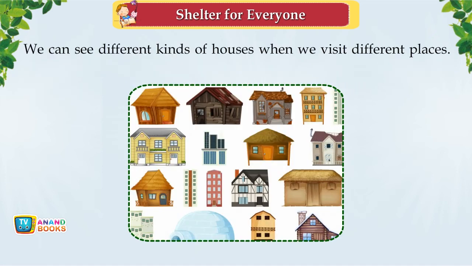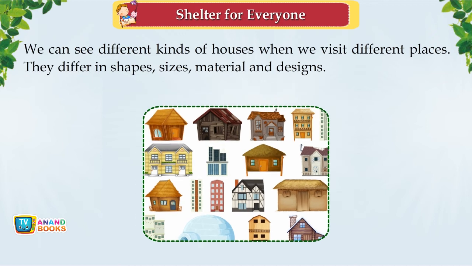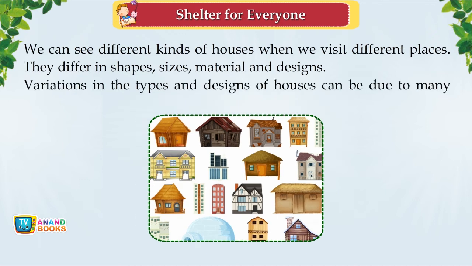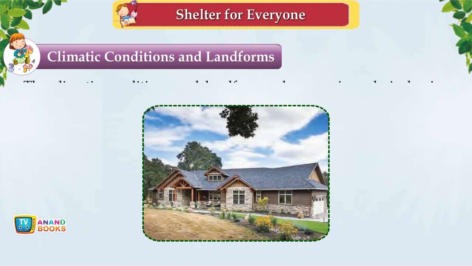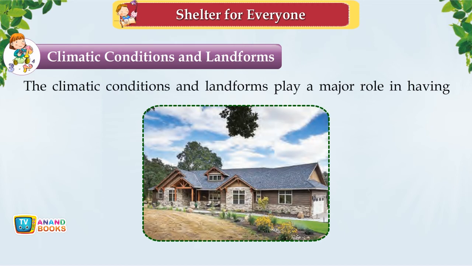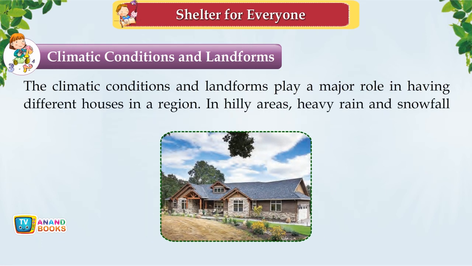We can see different kinds of houses when we visit different places. They differ in shapes, sizes, material, and designs. Variations in the types and designs of houses can be due to many factors. Let us study some of these factors. Climatic conditions and landforms. The climatic conditions and landforms play a major role in having different houses in a region.